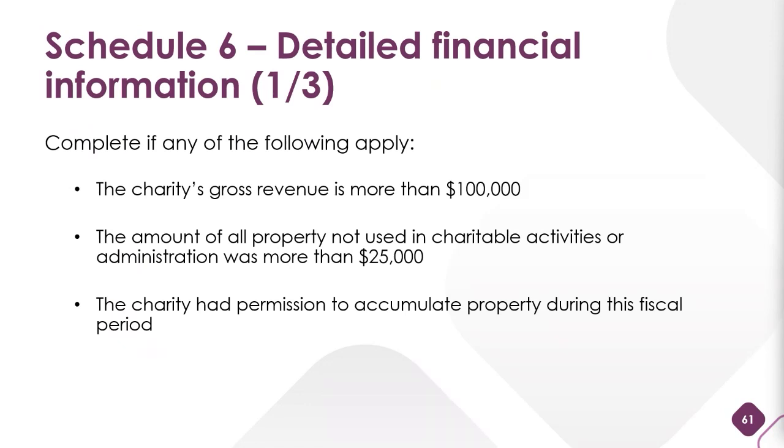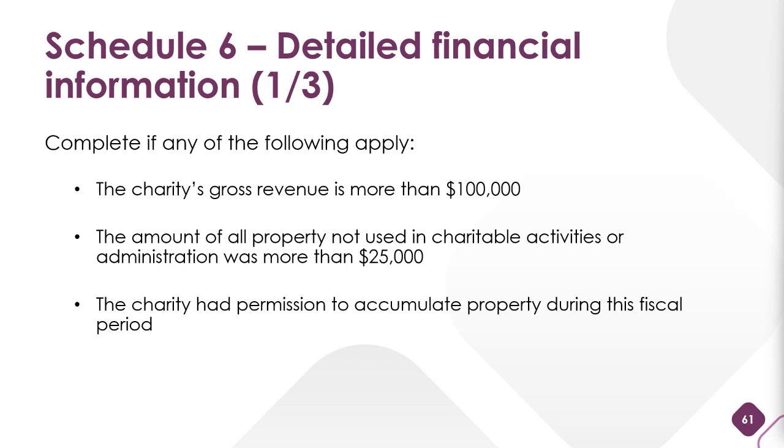Schedule 6 is for detailed financial information. Although Section D was also for financial information, it was only for smaller charities with lower revenue, fewer assets, and no permission to accumulate. So if any of the following apply to your charity, you'll be completing Schedule 6 instead.